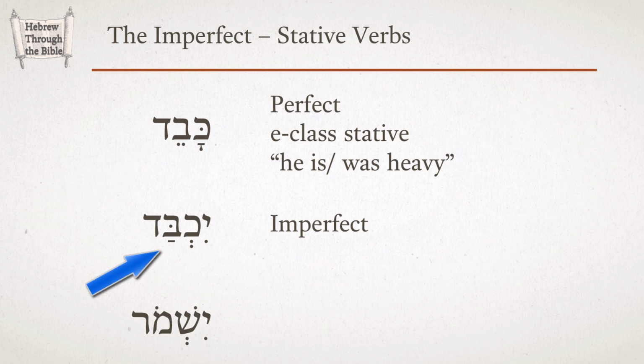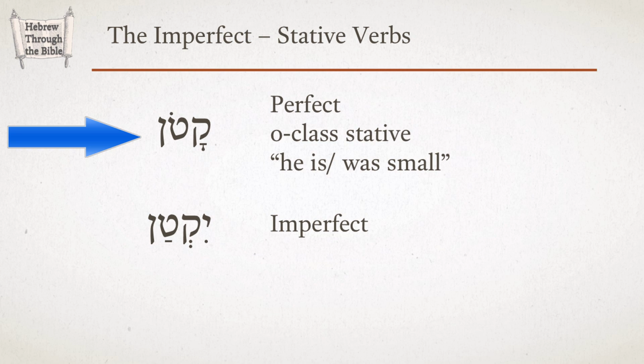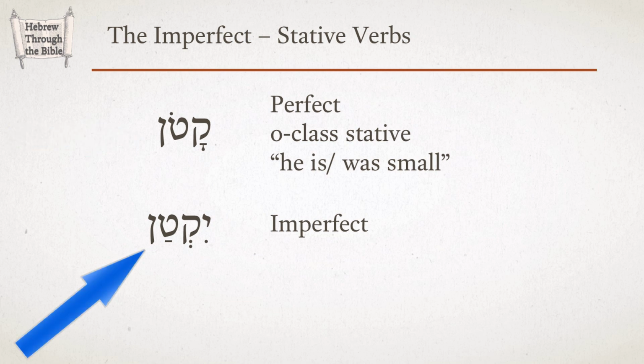Well, in the imperfect, a patach comes in instead of a cholam. Remember, the regular imperfect paradigm was yishmor. Well, the stative imperfect is yichbad. There's a patach in the second syllable. Here is the O-class stative verb that we learned. Katon means he is or was small. The imperfect of katon will be yiktan. There is a patach in the second syllable of stative verbs in the imperfect.